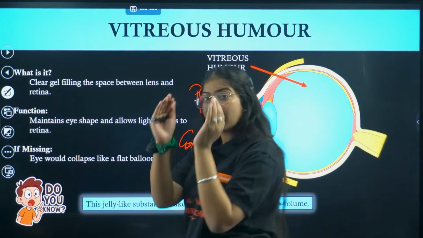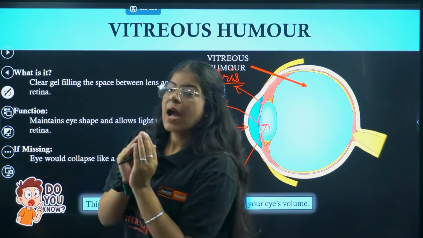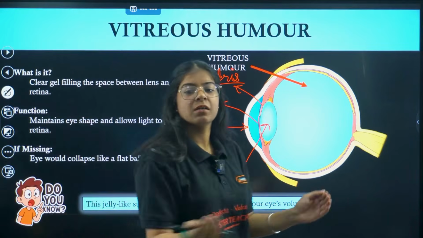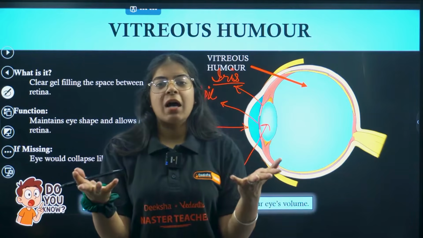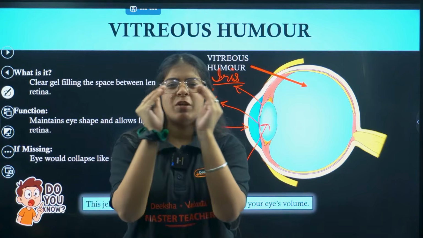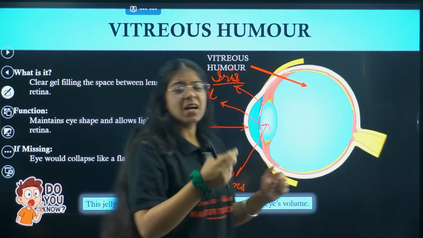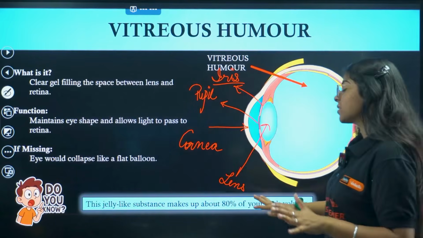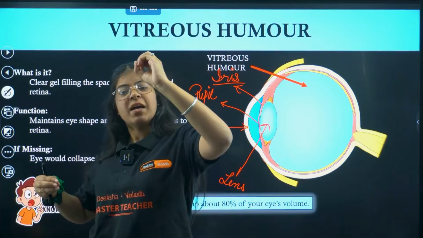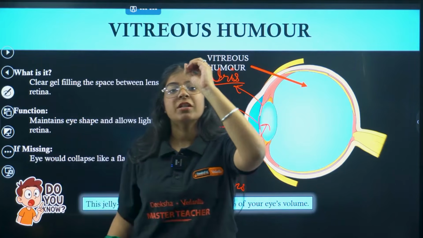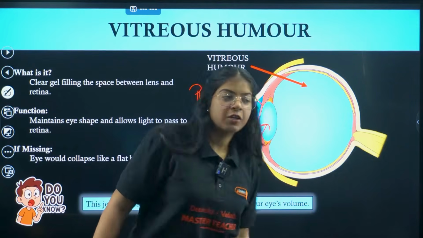What does it do? The round shape is held in place by this vitreous humor, and it allows light to pass to the retina. If the liquid is missing, what will keep the eyeball shape intact? The eyeball would not. So this vitreous humor is important. It's a jelly-like substance which makes up almost 80% of your eye volume. 80% of the volume of your eye is filled by vitreous humor.